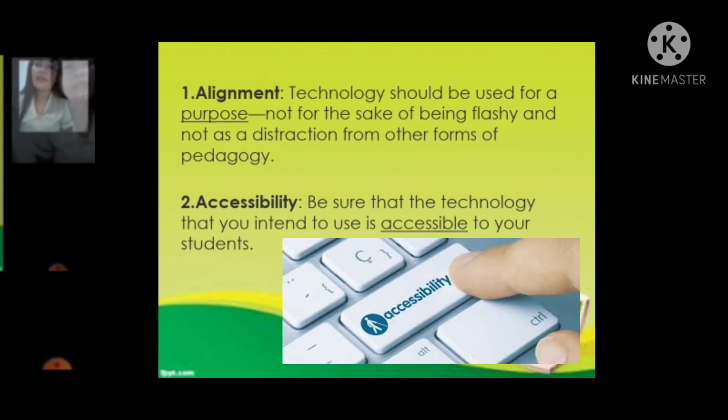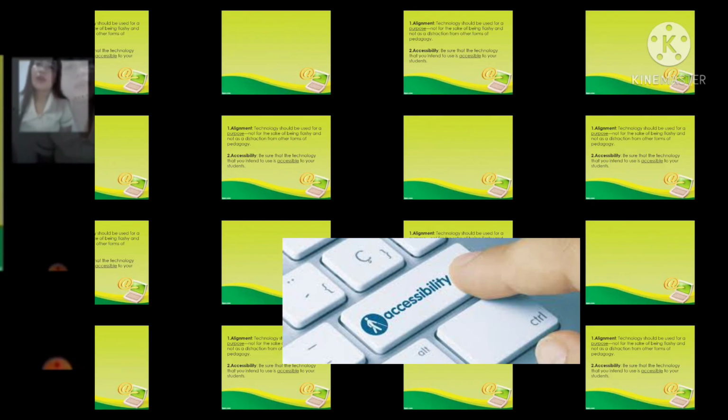So accessibility. Be sure that the technology that you intend to use is accessible to your students. Of course, we have to make sure that the technology we are asking for them is very accessible, like for example cell phones, because if we are going to let our learners buy laptops, we cannot do that because laptops are too expensive for the students to provide.